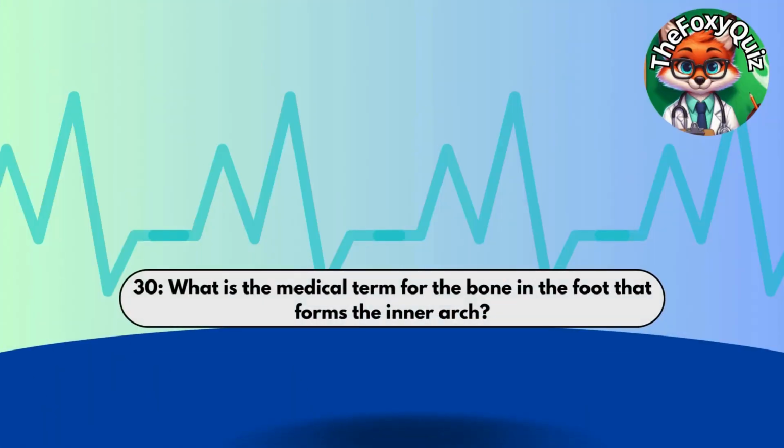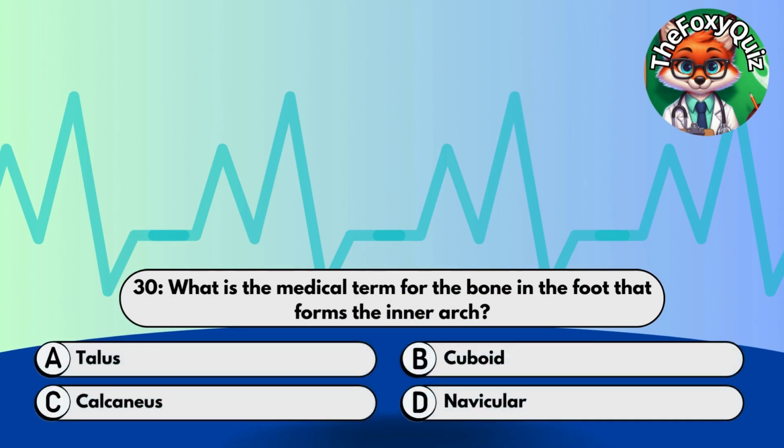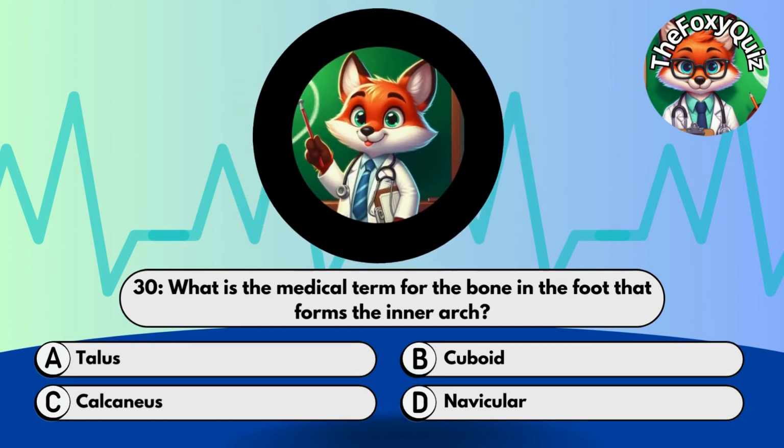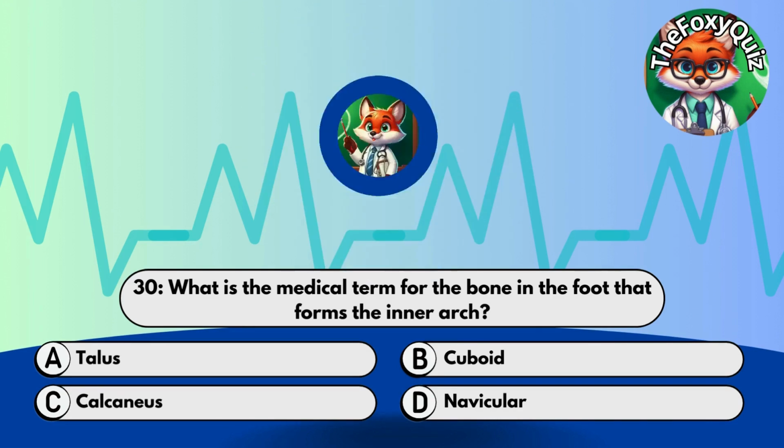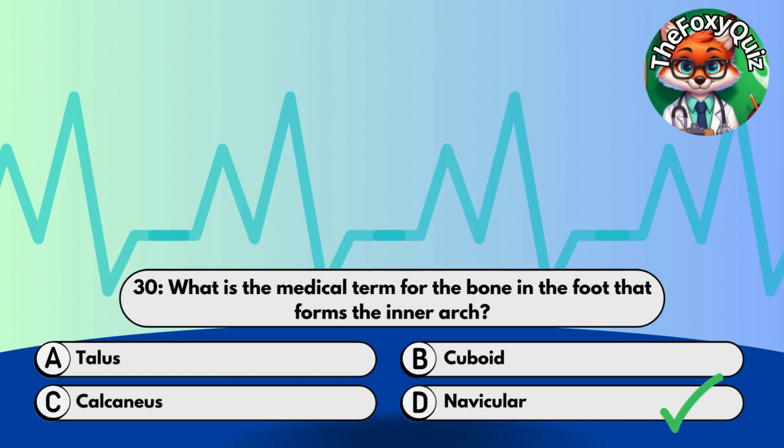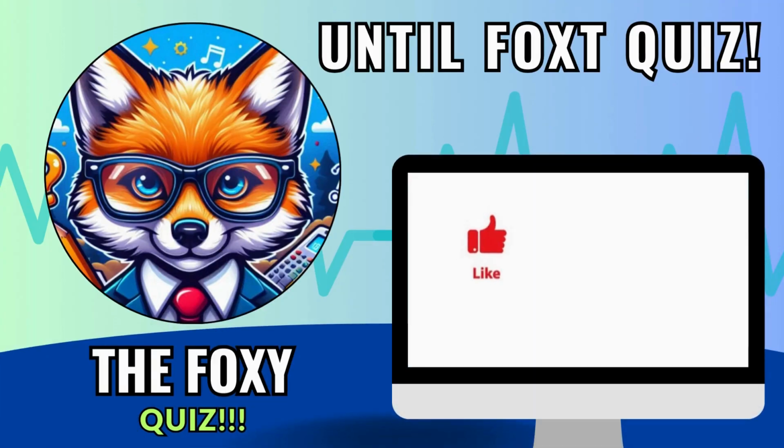Question 30. What is the medical term for the bone in the foot that forms the inner arch? Your selection: A, talus, B, cuboid, C, calcaneus, D, navicular. Answer: D, navicular.